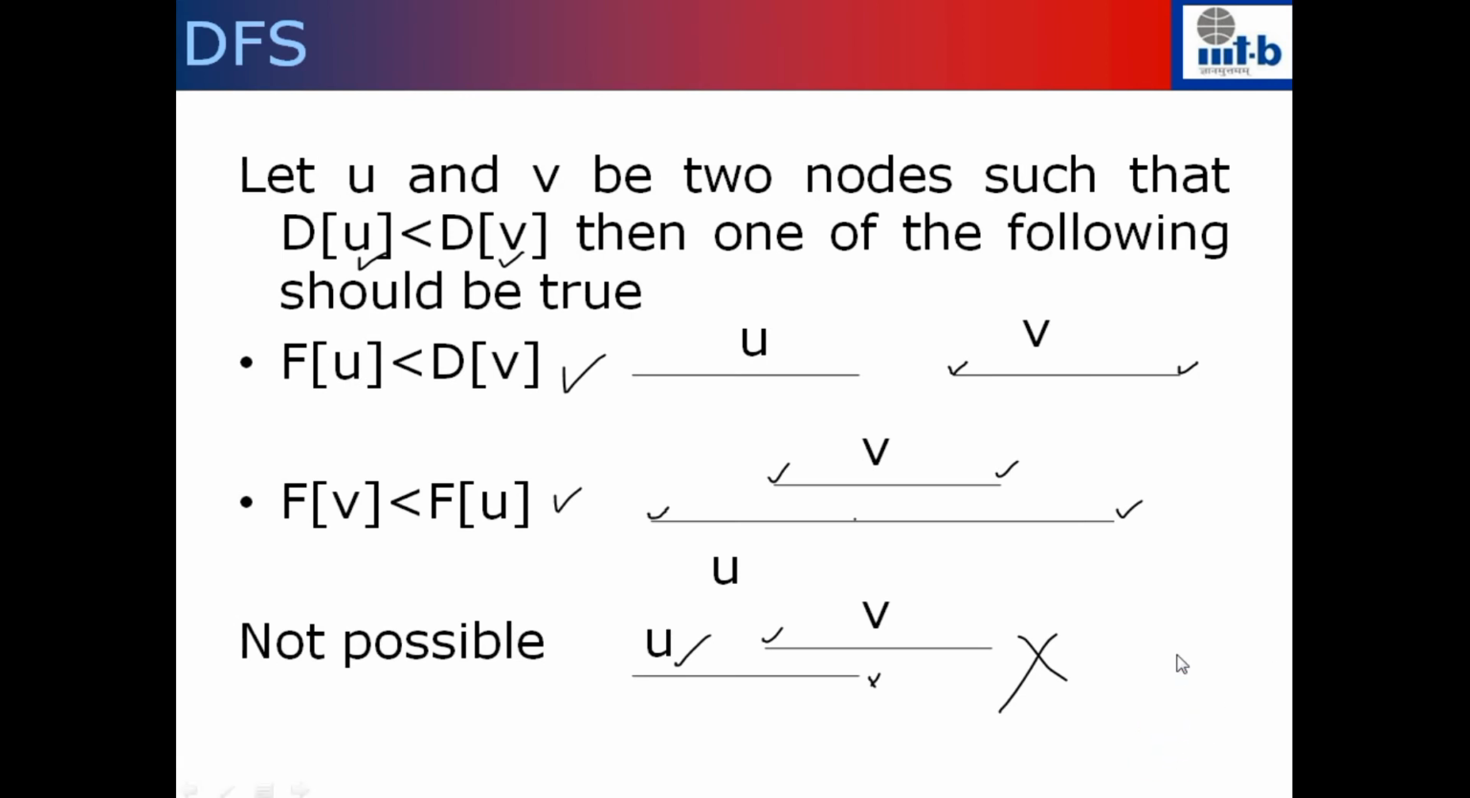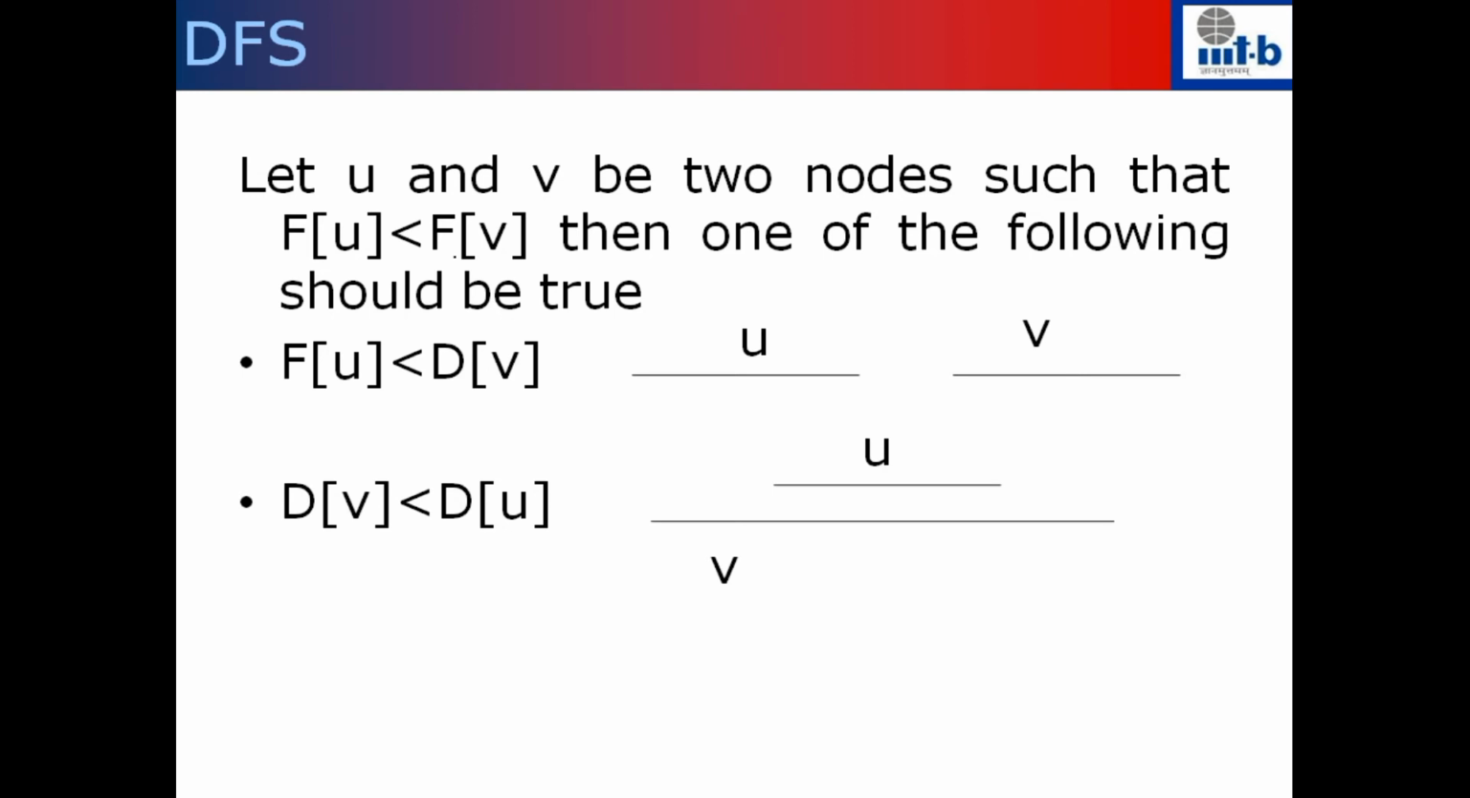So let's try to write this condition in a slightly different way. Let U and V be two nodes such that the finish time of U is smaller than the finish time of V, right? So V always finishes after U is finished. One of the following two should happen. U is pushed first and U finishes first, and then V starts and V finishes. That means that these two intervals are disjoint. These two nodes are in two different subtrees of the DFS tree.